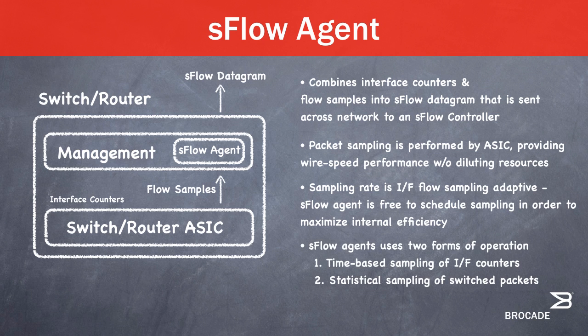The sFlow agent uses two forms of operation: time-based sampling of interface counters and statistical sampling of switched packets. The sampling rate for interface flow sampling is adaptive. The sFlow agent is free to schedule the sampling in order to maximize internal efficiency. Within given sampling rates, the Brocade processor randomizes the capturing of packets. This ensures that sampling is more accurate and comprehensive in capturing flow information.